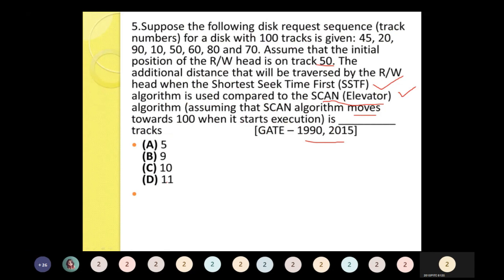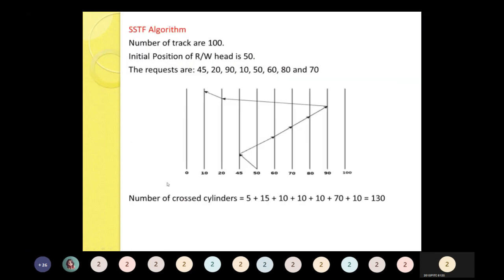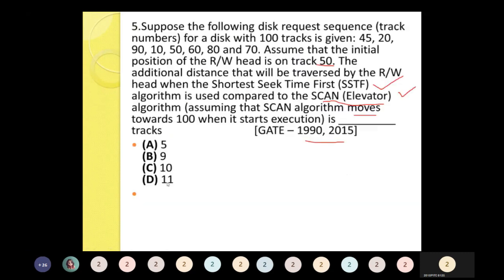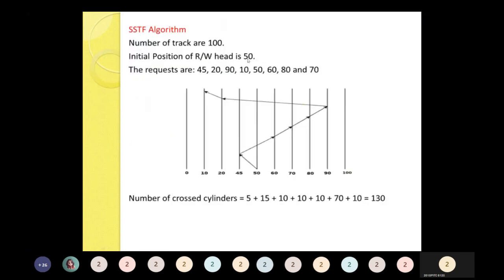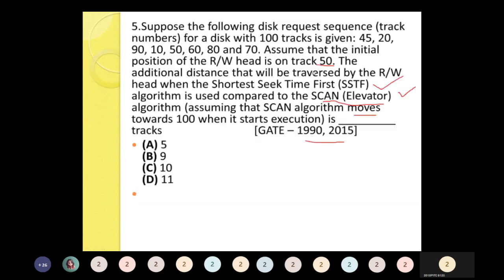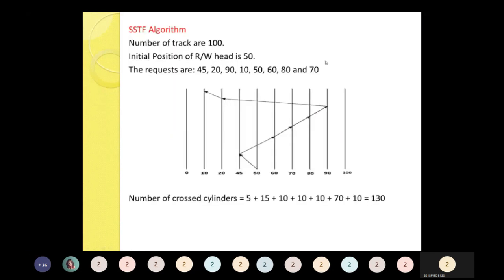So next we're going to see the solution, SSTF algorithm. So the given number of tracks is 100. Correct. And the starting position is 50. And write out all the requests. So my starting position of the head movement is 50. So I'll start from 50.